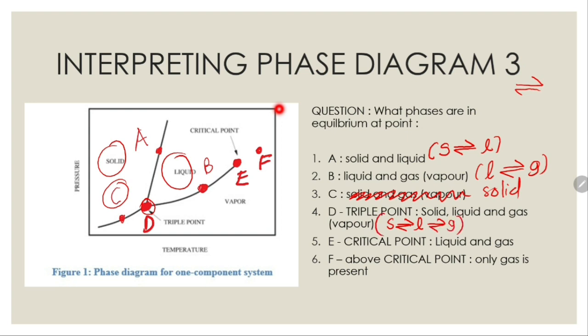Whereas E is your critical point. E is the maximum point at which a gas can be liquefied. Above E, no more gas can be liquefied or no more liquid can be changed into gas. So all components will become entirely gas above E. At E, we still have liquid and gas, so L in equilibrium with G. Whereas at F, above the critical point, only gas is present, so this is just gas.